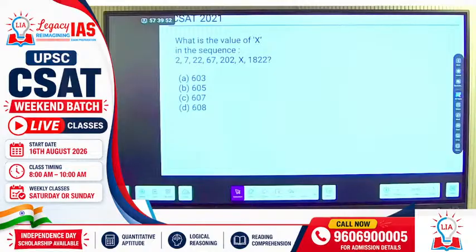Follow that flow chart. First thing is, this is an increasing series. Now, how is the difference changing? 5, then 15, then 45. So the difference is changing drastically. Most probably it involves some kind of multiplication. Okay. Now see. Find out the first difference. In that also you may see a pattern.